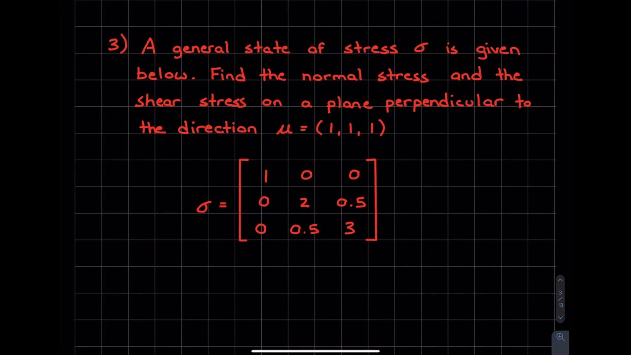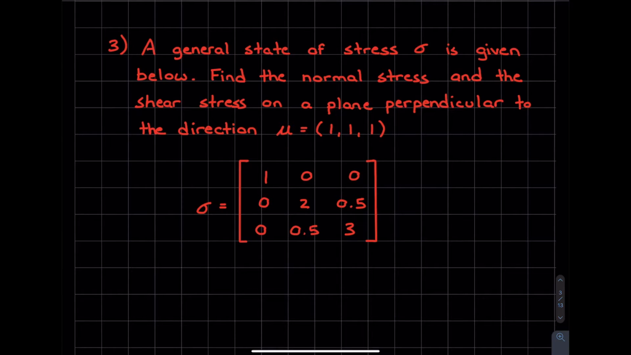All right, so question 3 says a general state of stress, sigma, is given below. And we see below that we have a 3-dimensional, or I guess a 3x3 stress matrix, which is kind of the worst thing you can see in this course is something 3x3, not 2x2, but it's not too bad. And the question says, find the normal stress and the shear stress. I'm going to highlight that real quick because that's going to be very important moving forward.